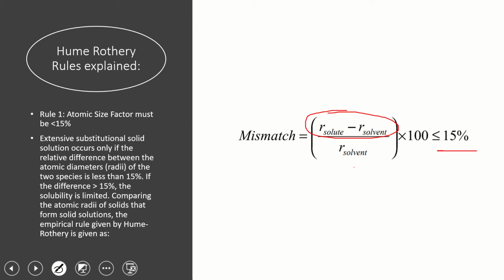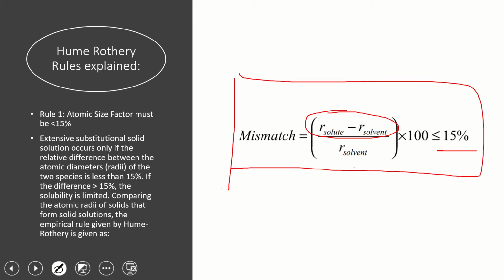the solubility is limited. So let's read this definition. Extensive substitutional solid solution occurs only if the relative difference between the atomic diameters, or radii, of the two species is less than 15%. If the difference is greater than 15%, the solubility is limited. Comparing the atomic radii of solids that form solid solutions, the empirical law given by Hume-Rothery is this equation right here. So basically, if the difference between the atomic radii is too big, then there's no point in doing the substitutional defect to strengthen the material.